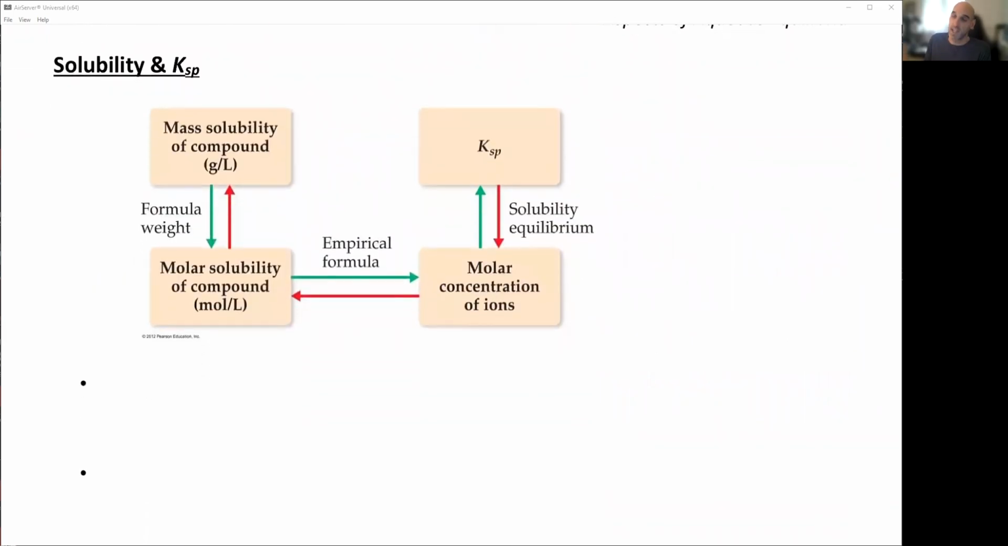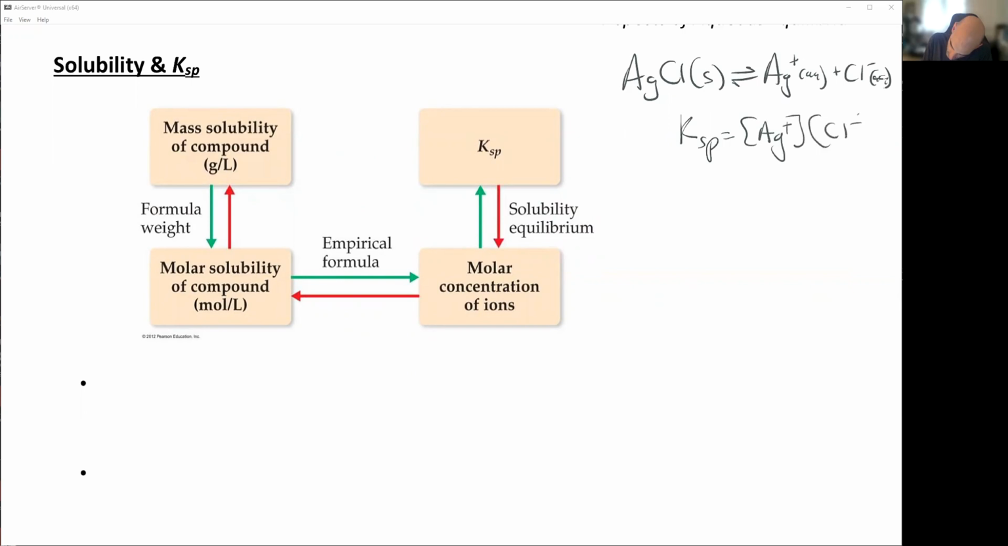So let's talk about the idea of Ksp versus solubility. Solubility I talked about, and I created that chart, and you saw that chart for Ksp, for solubility. And these two things are not the same. They're related, but they're not the same thing. So first of all, let me rewrite. AgCl as a solid is in equilibrium with Ag plus aqueous plus Cl minus aqueous. Okay, and the Ksp for this is equal to the concentration of Ag plus times the concentration of Cl minus. There we go.